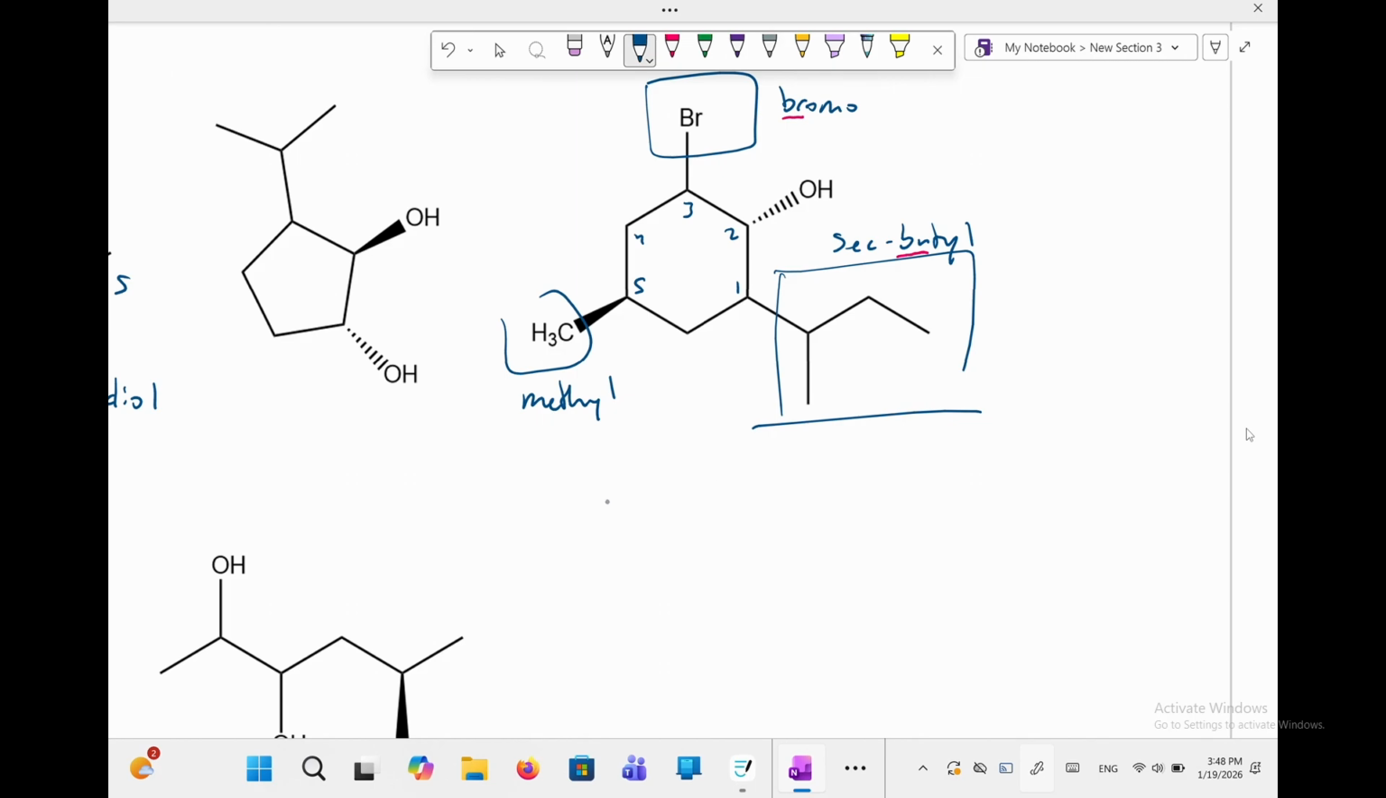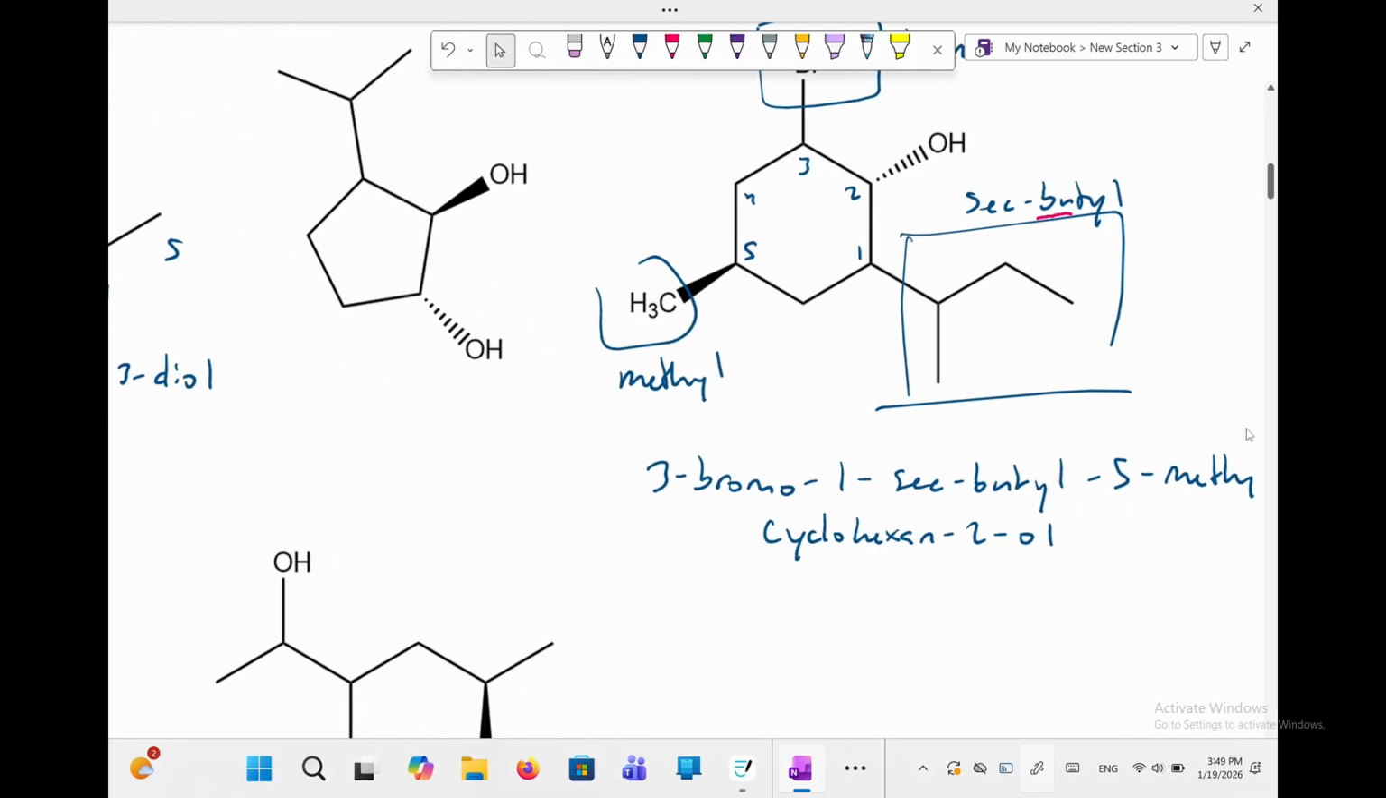So really this is going to be 3-bromo-1-sec-butyl-5-methylcyclohexan-2-ol. Remember that we alphabetize the B in the sec-butyl. That's how you do it.